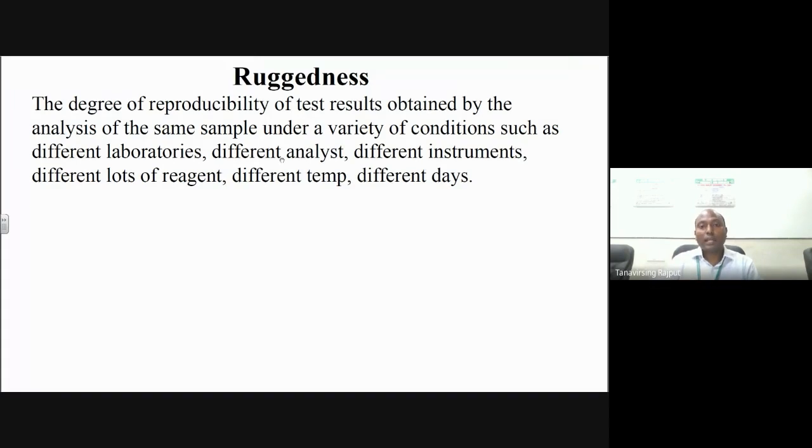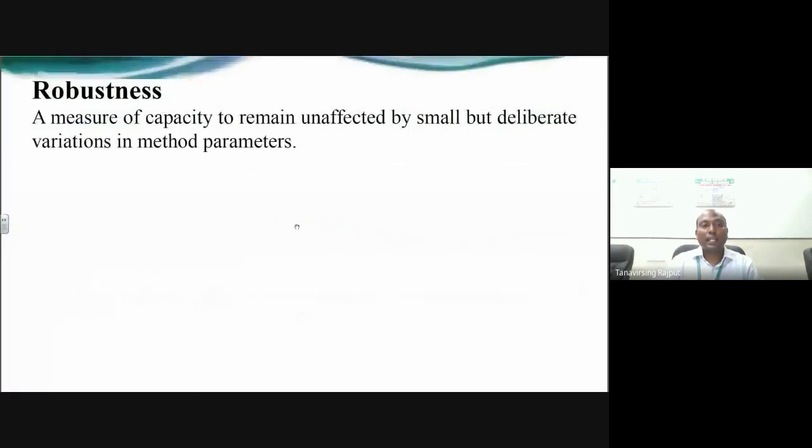Then the last parameter from the ICH guideline is the robustness study. In the robustness study, we check the capacity of our method to remain unaffected by small but deliberate variations in the method parameters. For example, if we are developing a UV method, the method parameter is the lambda max value. Initially we are using 250 nanometer as the wavelength for the analysis of metformin.